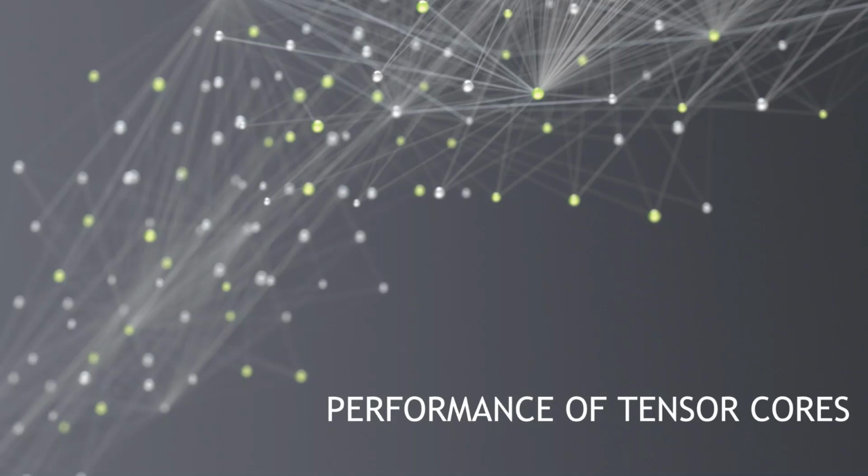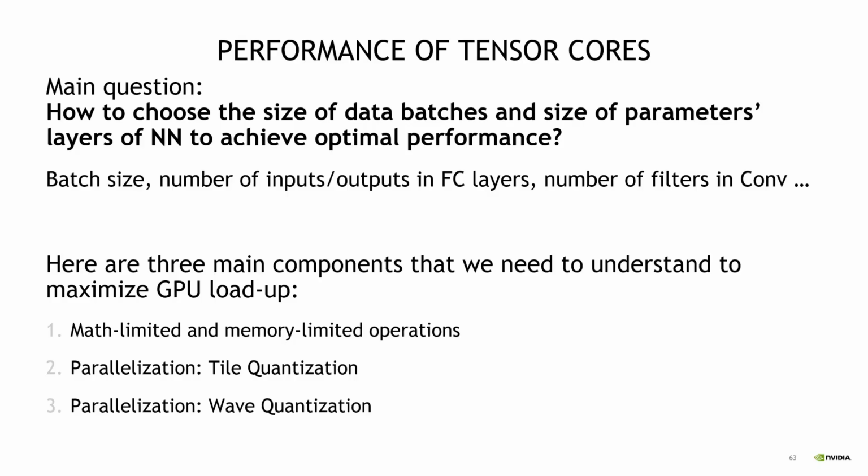The main question that we'll try to answer is how to design your training pipeline, data pipeline and architecture of the neural network to maximize the workload of TensorCores. How to choose the size of data batches and the size of parameter layers of the neural network to achieve optimal performance.